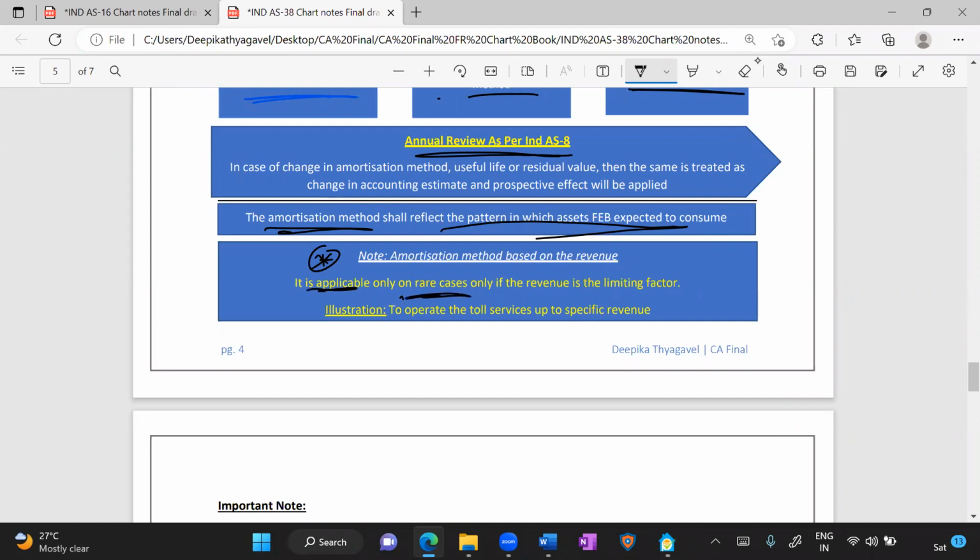The standard itself says it is applicable only if the revenue is the limiting factor. If the limiting factor is the revenue, right? So if the revenue is going to restrict you from using that intangible asset, like let's say up till you reach 100 crores, then revenue can be taken as a basis for amortization. A very common illustration that you will find in your ICAI material is the right to operate toll services up to a specific revenue. Let's say the government says up to 100 crores you can operate the toll services, right? So what is the limiting factor for using that intangible asset? 100 crores revenue, right? So the standard says yes, then your amortization can be based on revenue.